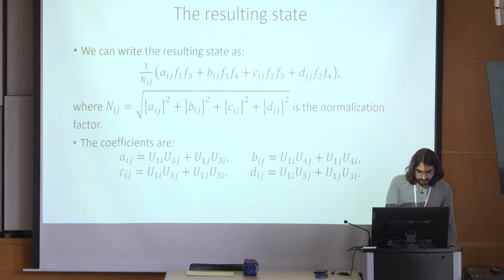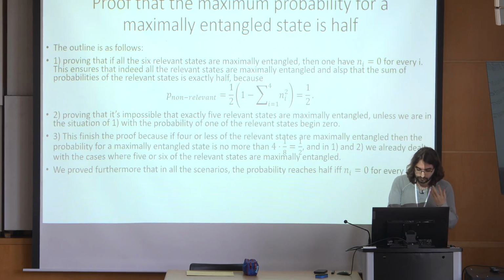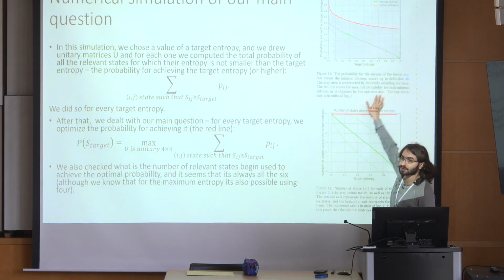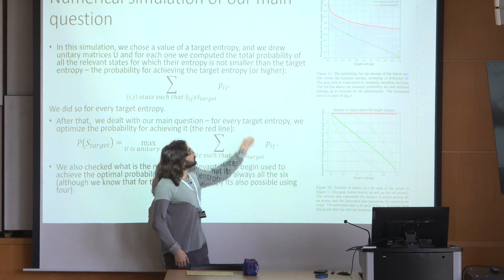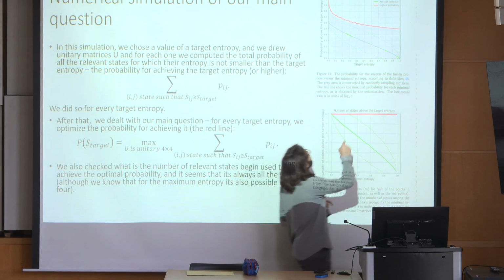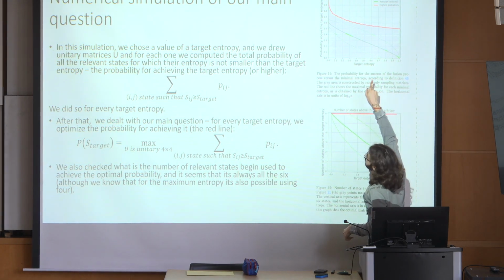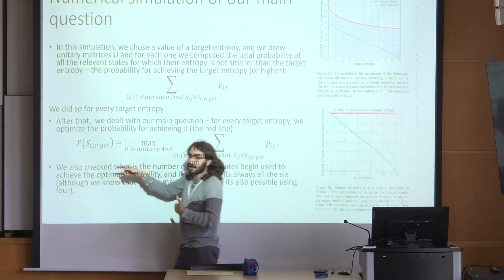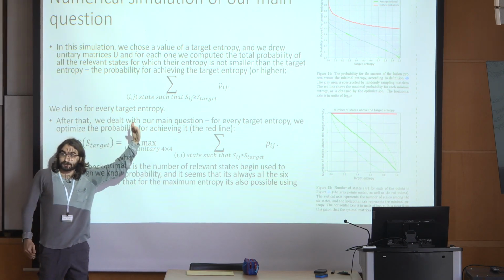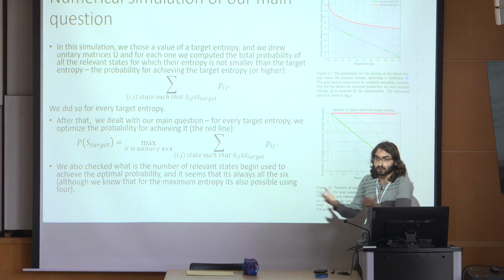And finally, we have some analytical results for all the probabilities of entanglement entropy. And finally, we did some numerical simulation together with Chen, in which we asked this question. If we set some target entropy, and for every matrix U that defines a fusion, we ask what's the probability to get this target entropy or higher, so we take the sum of probabilities of all the states that get us this target entropy or higher, and this probability we optimized over all the fusion processes.